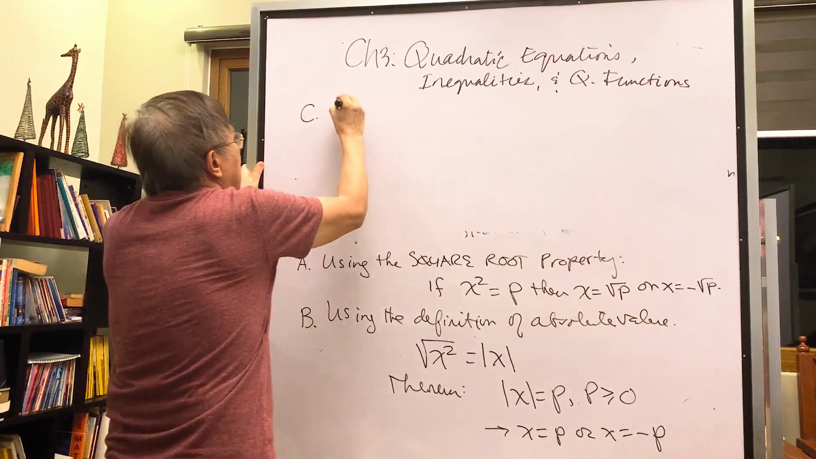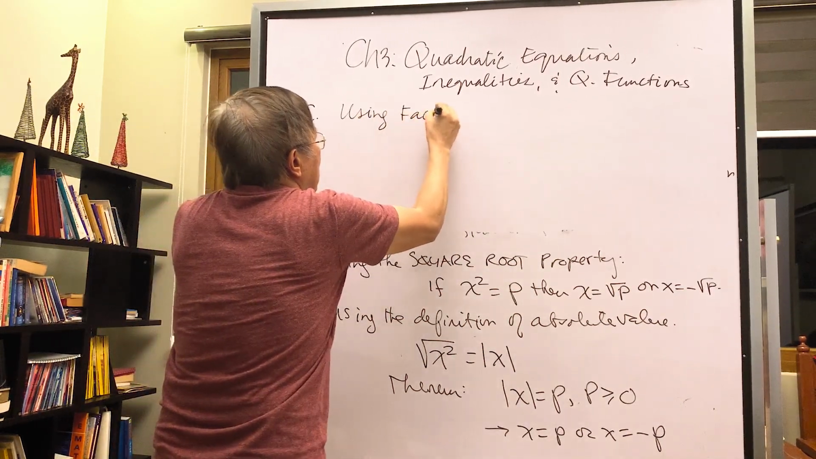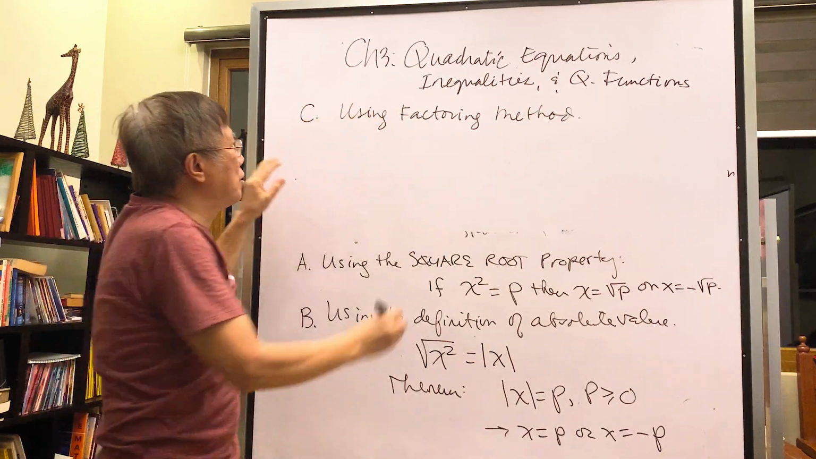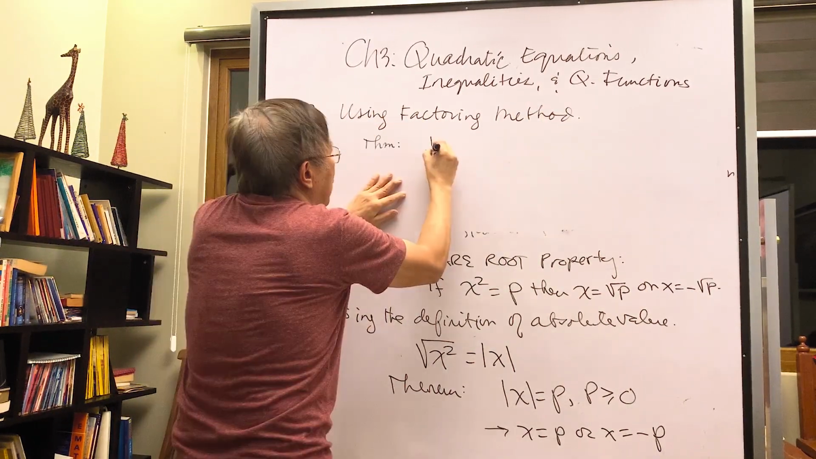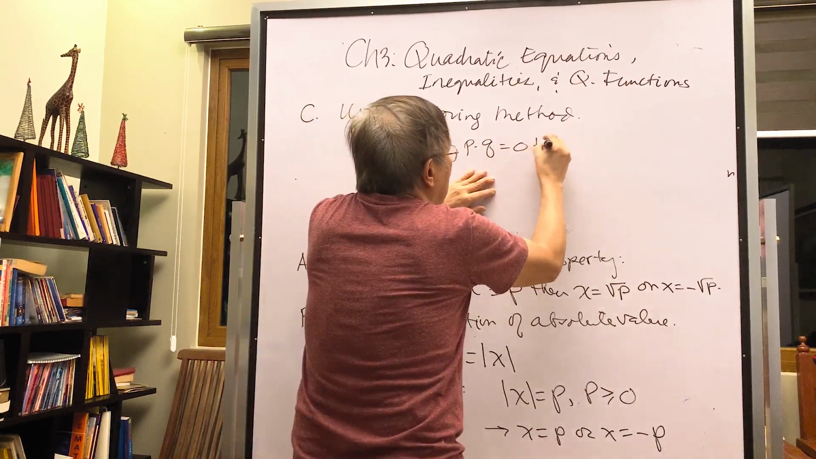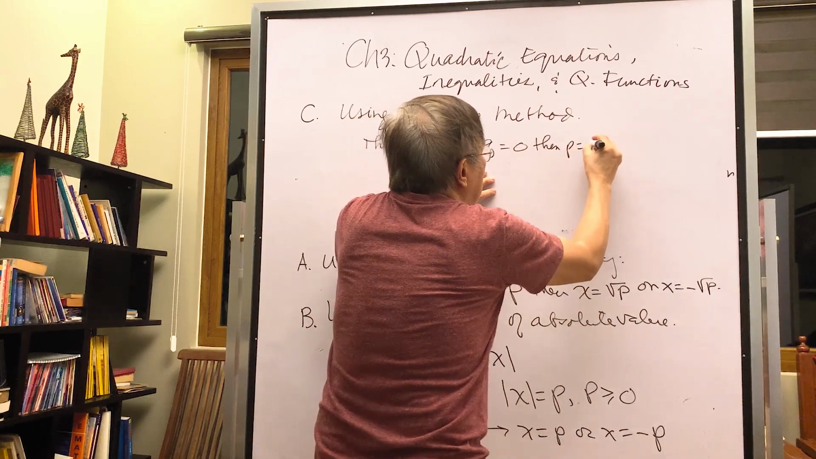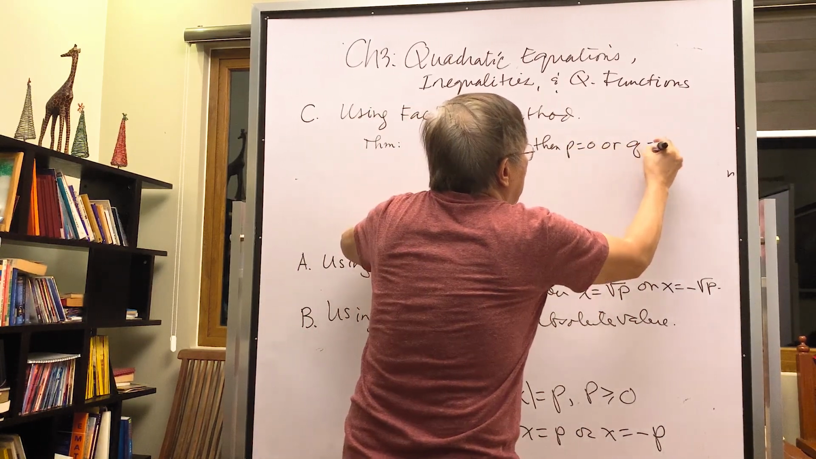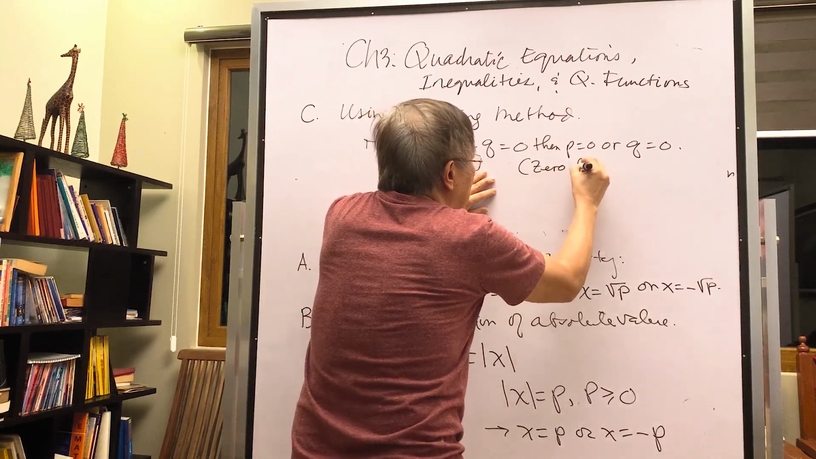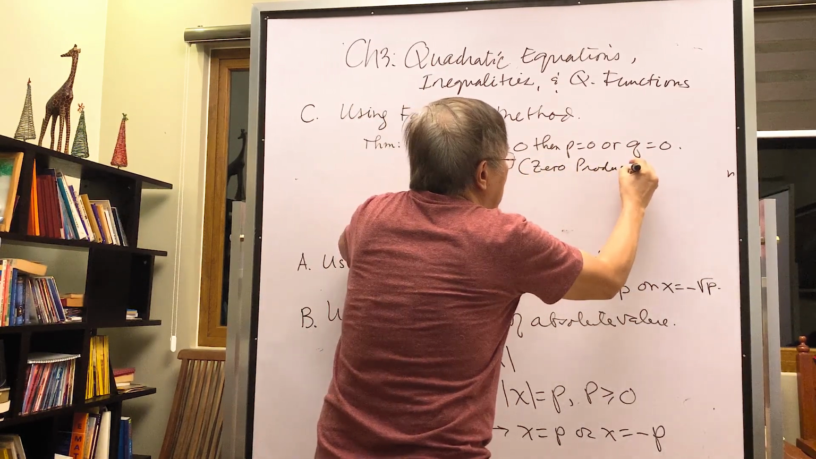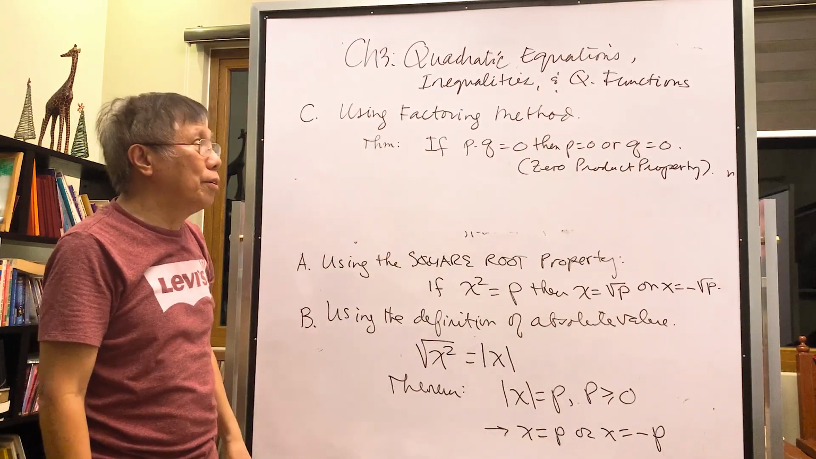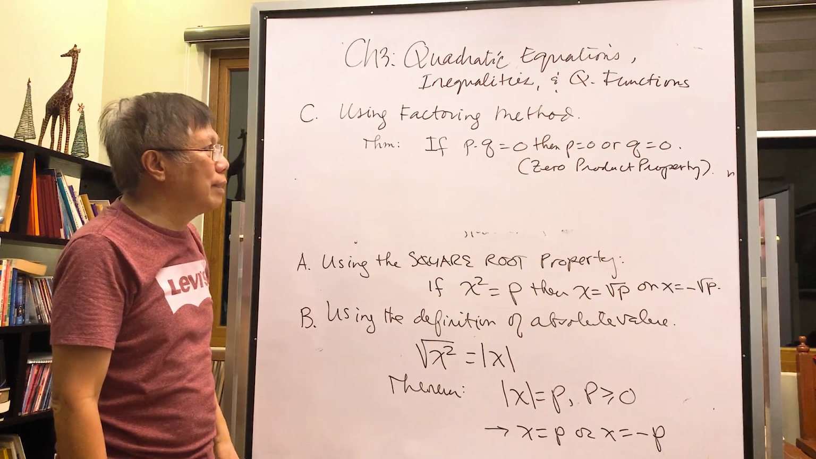Method C here is using the factoring method. The factoring method makes use of this theorem: if p times q equals 0, then p equals 0 or q equals 0. This is the zero product property.